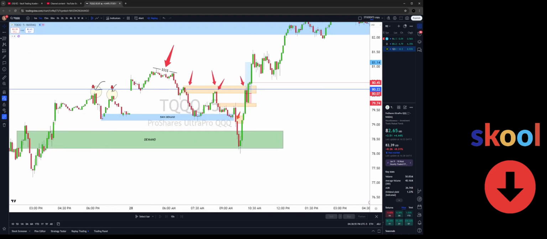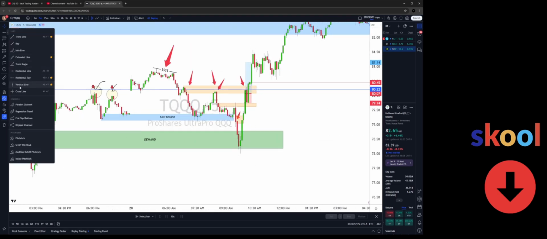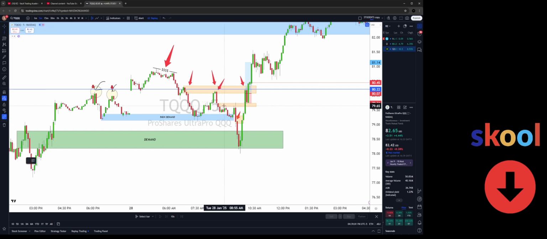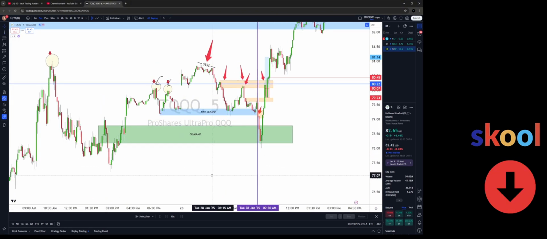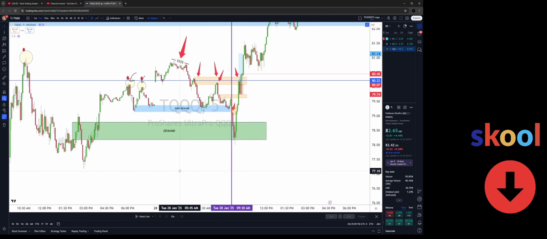All right, so let's find the market opening and see what we got. Let's look for 9:30 right here. There you go. What I did this morning was draw just two zones where I believe there's going to be a bounce, and we can look for an area where we can buy.